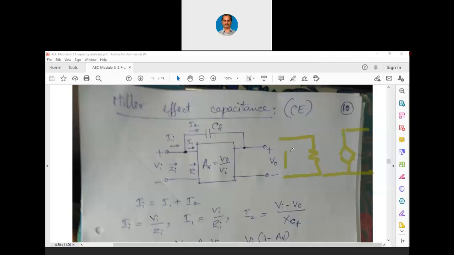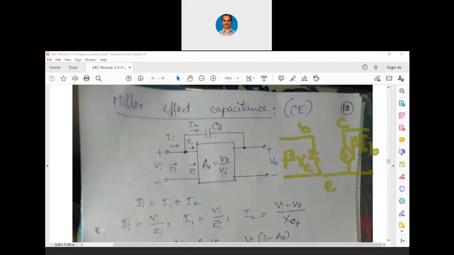We had this model where this was beta into RE, and this was a current source with beta into IB. You can see this is base, this is collector, this is emitter. I am writing small letters especially indicating the AC analysis. Now you can see that between base and collector we did not write anything at all. So to say, this model is not really very accurate.